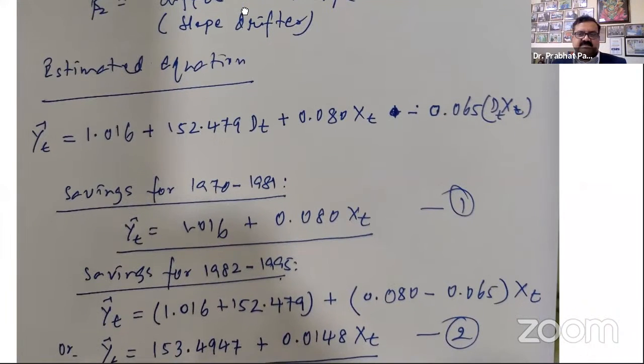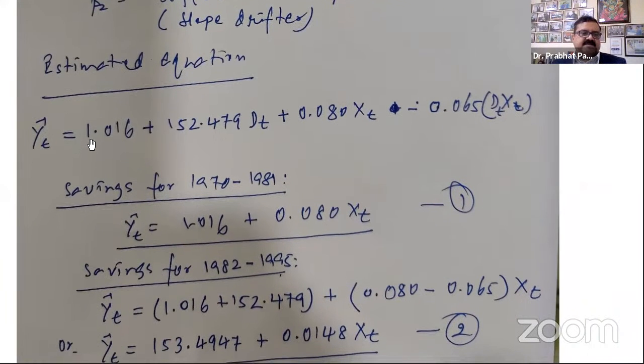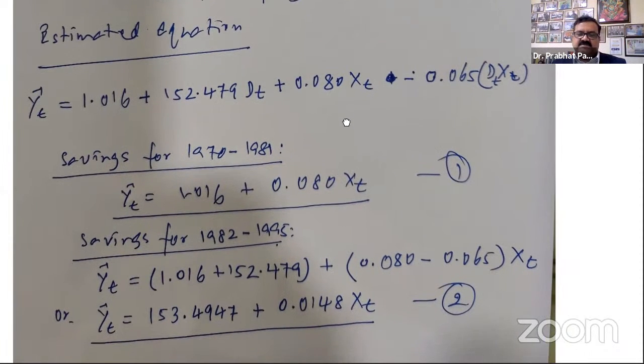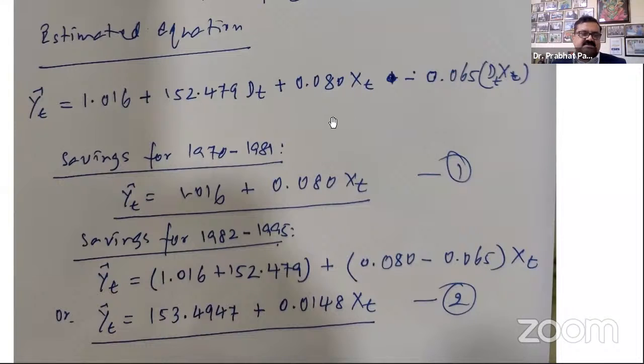So you have the estimated equation over here. Y is equal to 1.0016, 152.5479 dt, 0.080 xt, and minus 0.065 dt xt. That's what the equation has emerged after running the regression. So what is the saving for this period? The equation is this, 1.0616, 0.08 xt. So this one is your equation, the equation for the period 70 to 81.